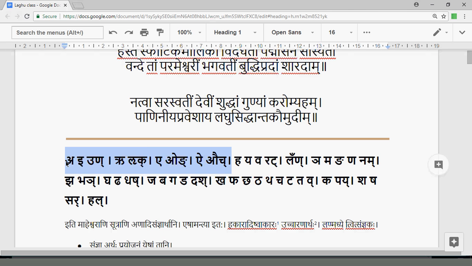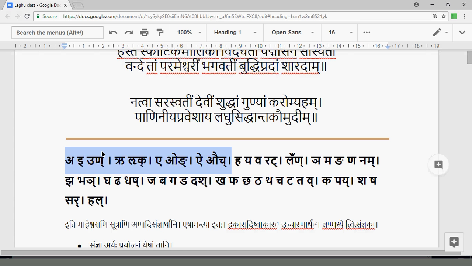From this first akara to this chakara here, of the first sutra, second sutra, third sutra, fourth sutra, the first four sutras make up the vowels. So how can I have a short form for vowels? I take this beginning akara, and then take this ending chakara, this ending consonant chakara, and thereby all vowels can be called ach. Therefore, we have this ach as vowel.